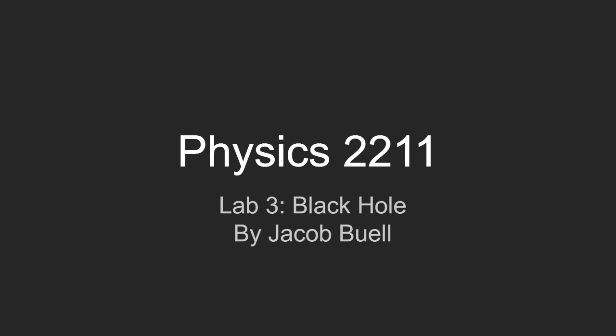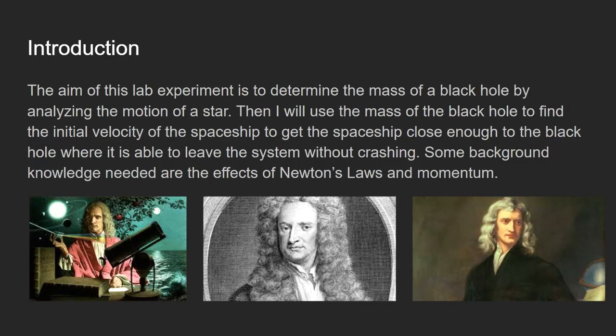This is Lab 3 about black holes for the class of Physics 2211. Now, for an introduction to this lab experiment. The aim of this lab experiment is to determine the mass of a black hole by analyzing the motion of a star. More specifically, this is the first part of the lab. And then I will use the mass of the black hole that we found, by calculating the net force on the star, to find the initial velocity of the spaceship to get the spaceship close enough to the black hole where it's able to leave the system without crashing.